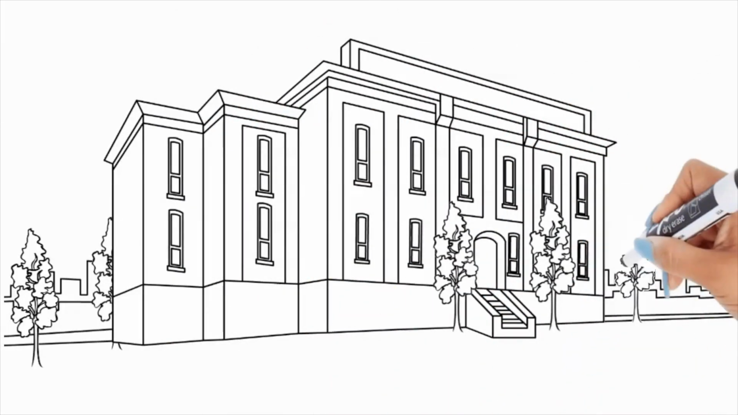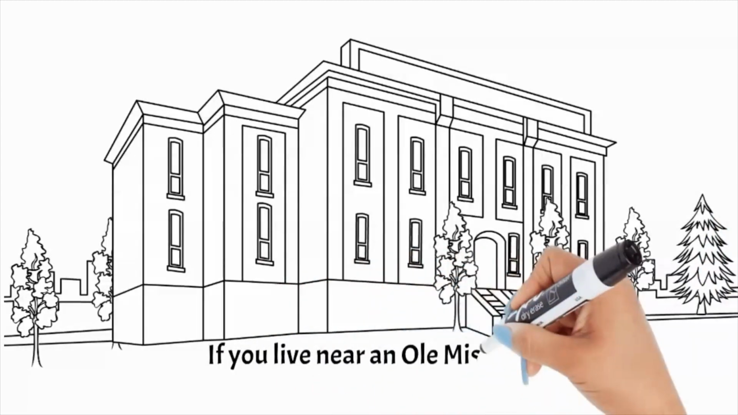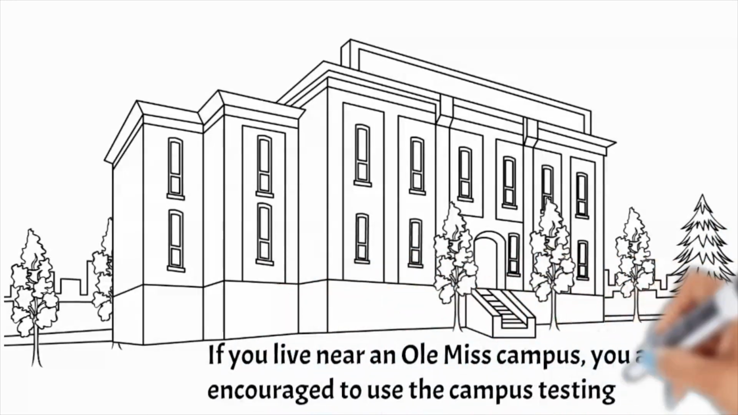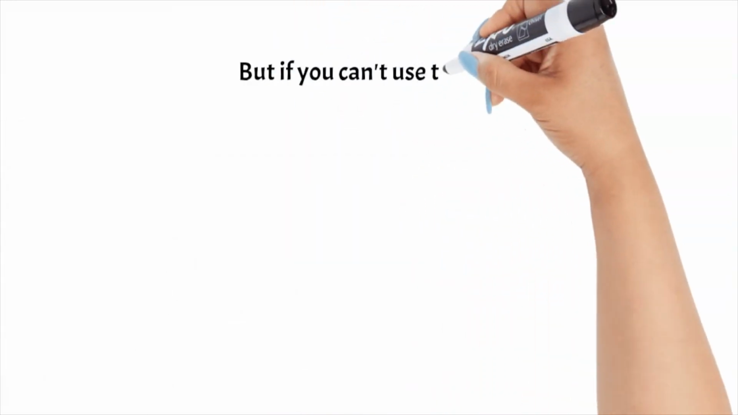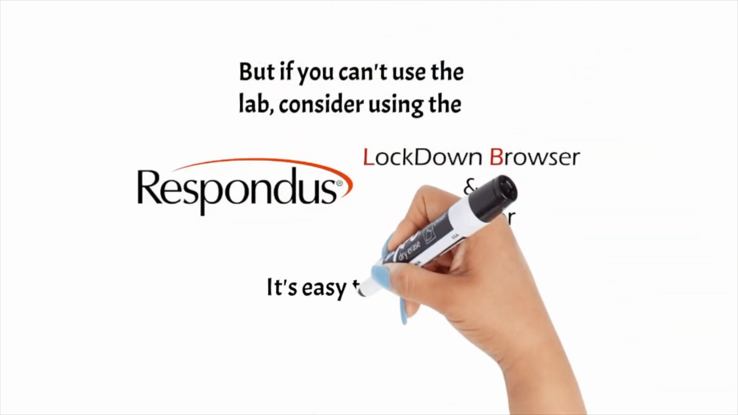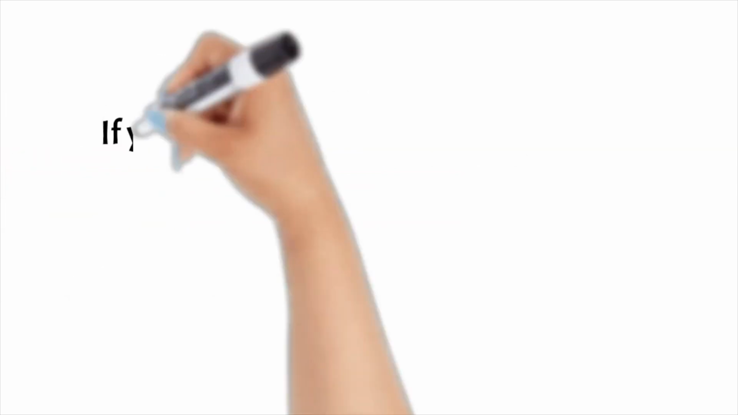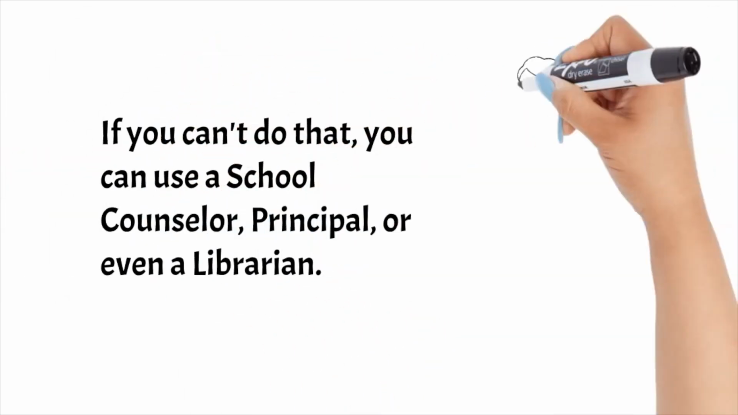If you live near an Ole Miss campus, you are encouraged to use the campus testing lab. But if you can't use the lab, consider using the Respondus lockdown browser and monitor. It's easy to install. If you can't do that, you can use a school counselor, principal, or even a librarian.